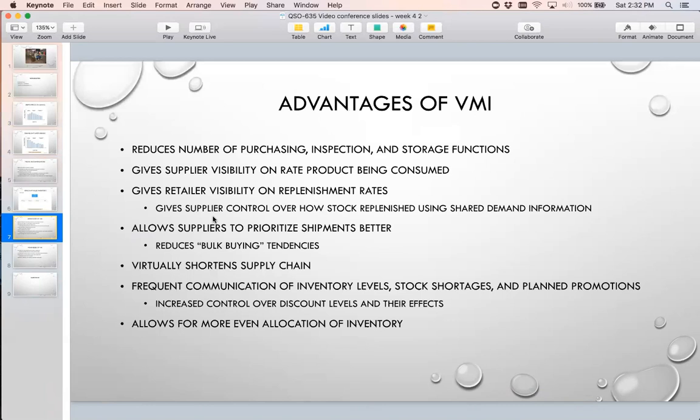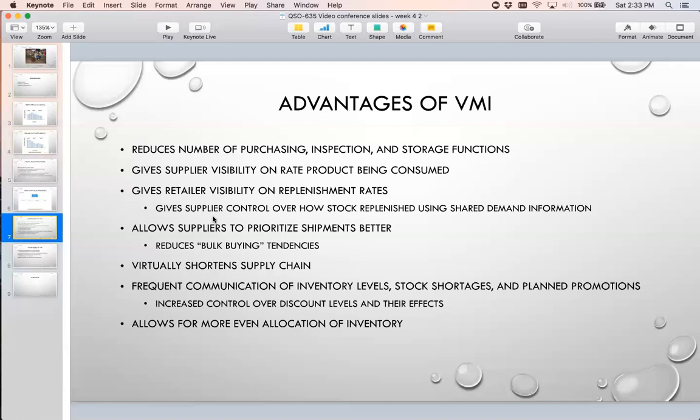So the supplier also gets visibility on the rate of product being consumed, which is very helpful because obviously the manufacturer, same thing. The supplier doesn't want to make too much product, obviously, because then they got to worry about holding it. This allows them to create less product over time. And the main function of this is on shortening lead time effects due to delays in reporting. And it also gives the retailer visibility on replenishment rates. They could see when the supplier is able to manufacture goods.